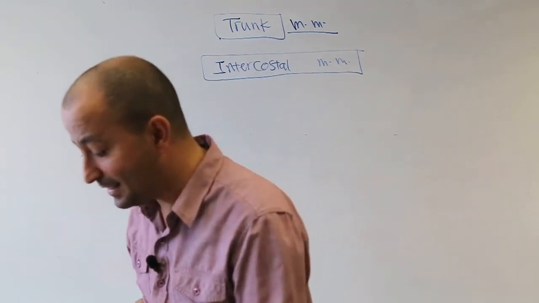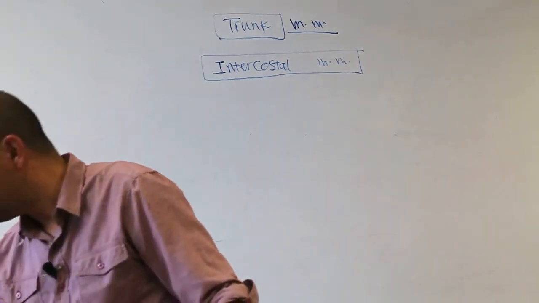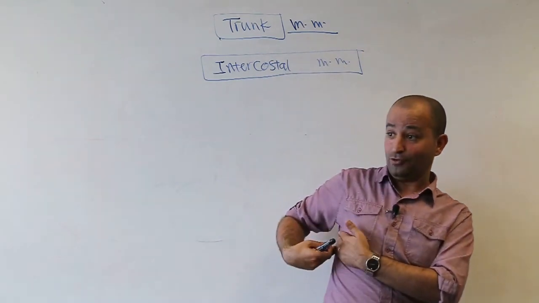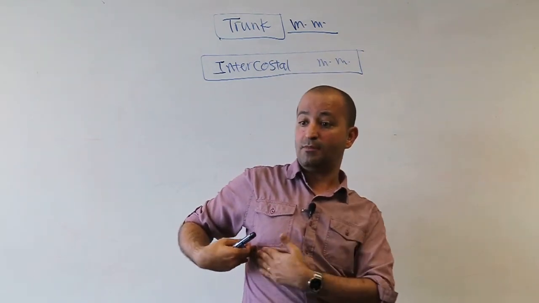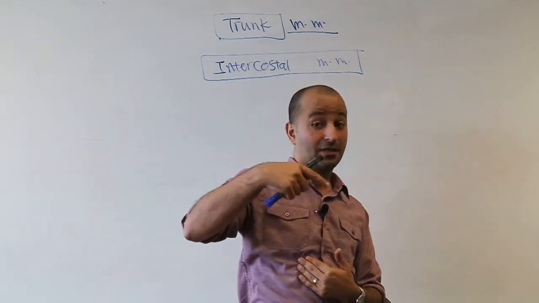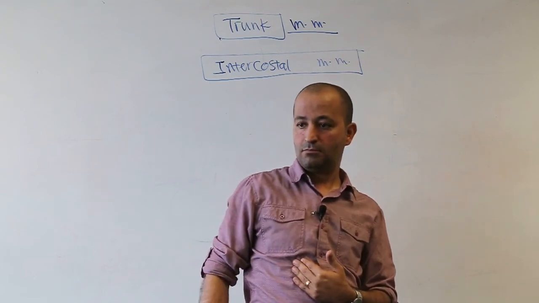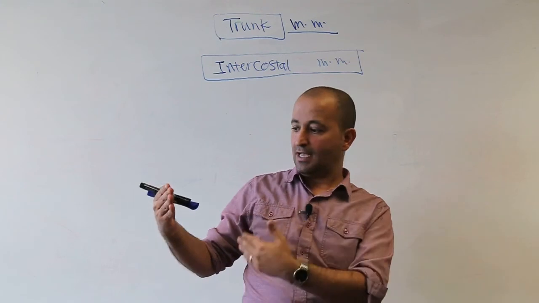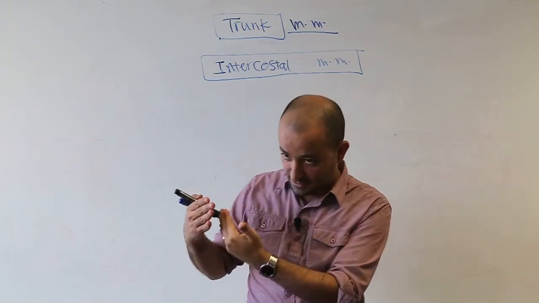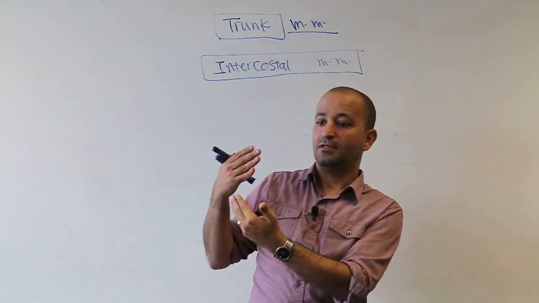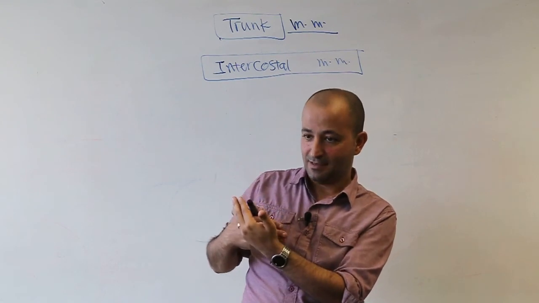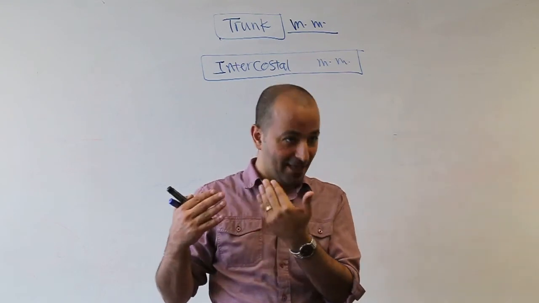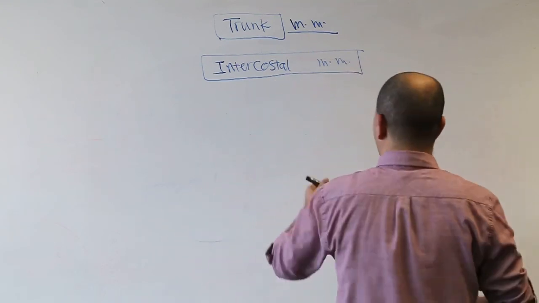How do we call these layers? We call them external intercostal muscles. Then there are three layers: external, internal, and medial. So we have three layers.